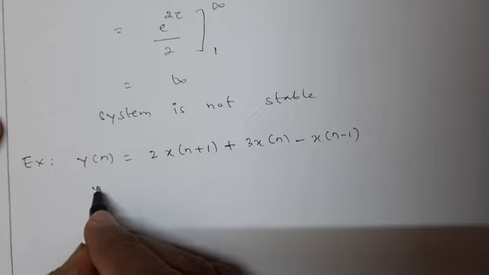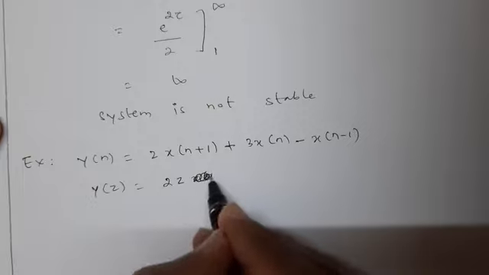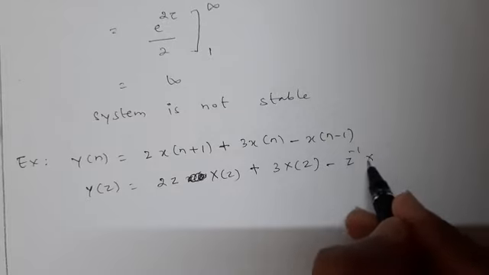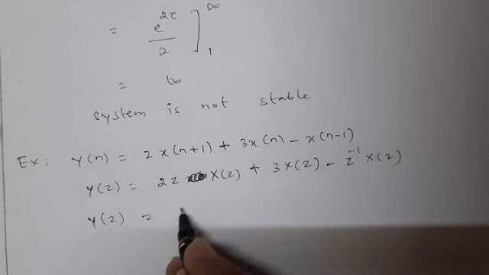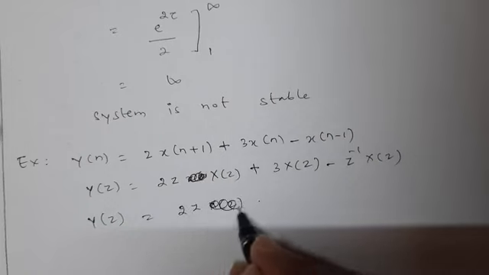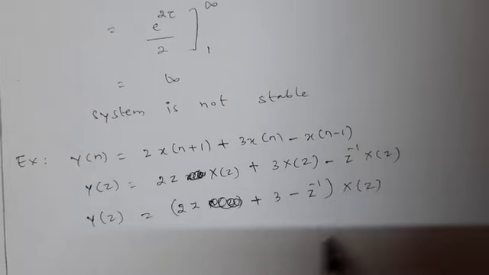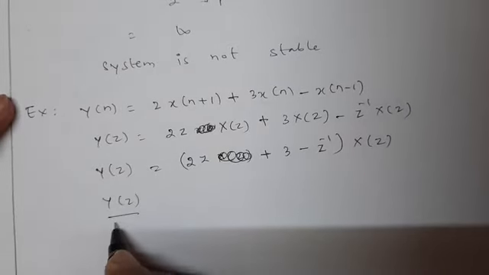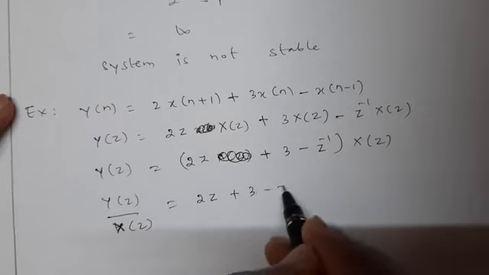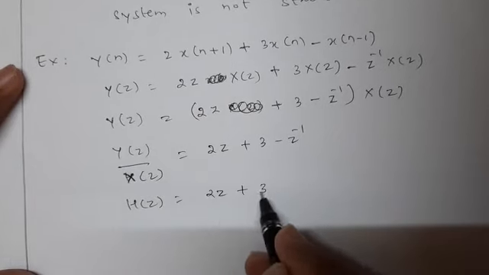Which is y of z is equal to 2z x of z plus 3x of z minus z inverse x of z. So y of z is equal to (2z plus 3 minus z inverse) x of z, which gives y of z by x of z, which is equal to h of z: 2z plus 3 minus z inverse.